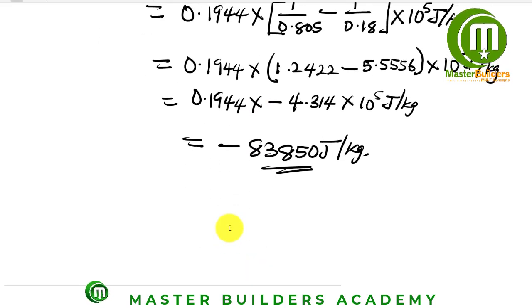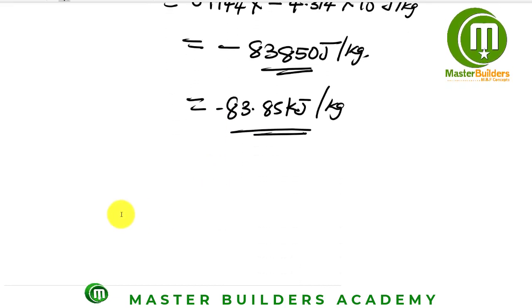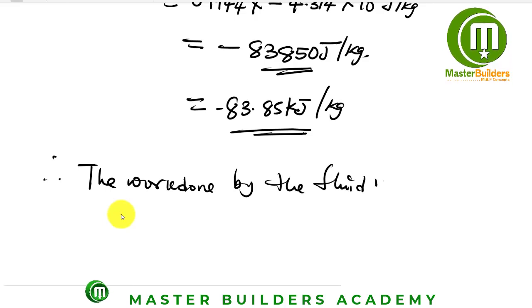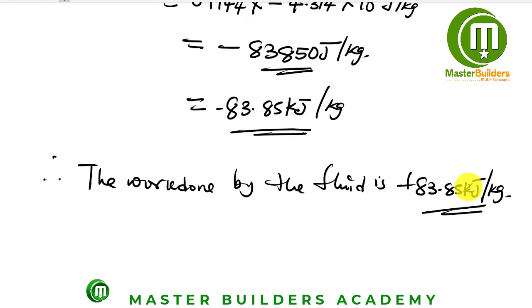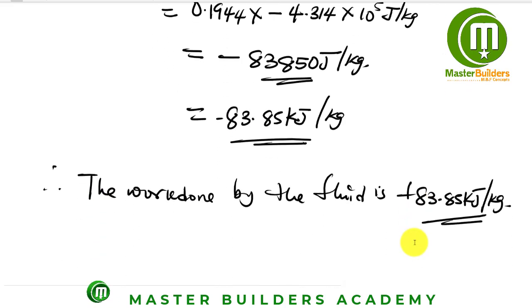We can as well convert our answer to kilojoule. And then this would have given us 83.85 kilojoule per kilogram. This is the answer. But this is the work done on the fluid. Now, the work done by the fluid itself, therefore, the work done by the fluid is positive 83.85 kilojoule per kilogram. So this is the work done by the fluid. But this first one we calculated is the work done on the fluid, while work done by the fluid is what we have as 83.85.